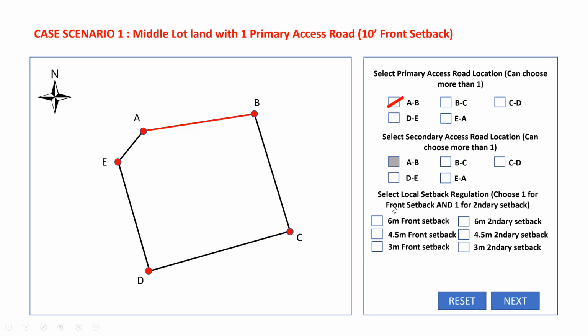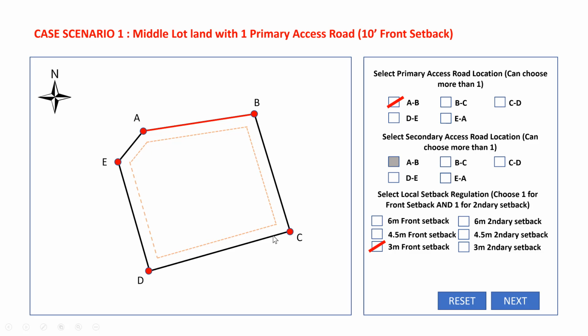Next, we have select local setback regulation. Choose one front setback and one secondary setback. We don't have to worry about the secondary setback because for the first case I don't have any. If I choose a 3 meter front setback, I expect the software will draw a dotted line like this, showing the setback. The setback is the boundary where the house can be built. From here, it's 3 meters from line AB to this front setback line.